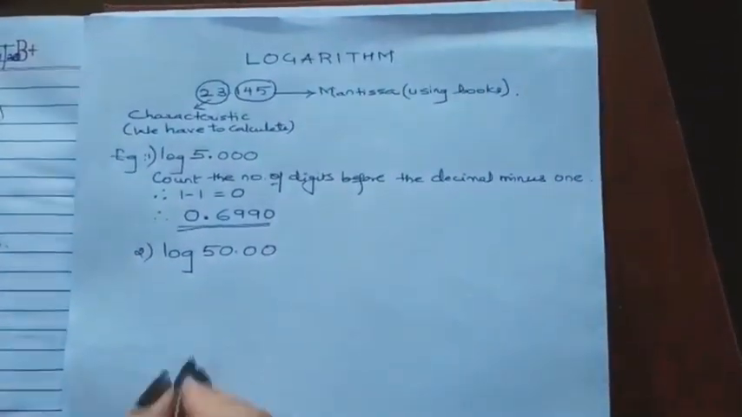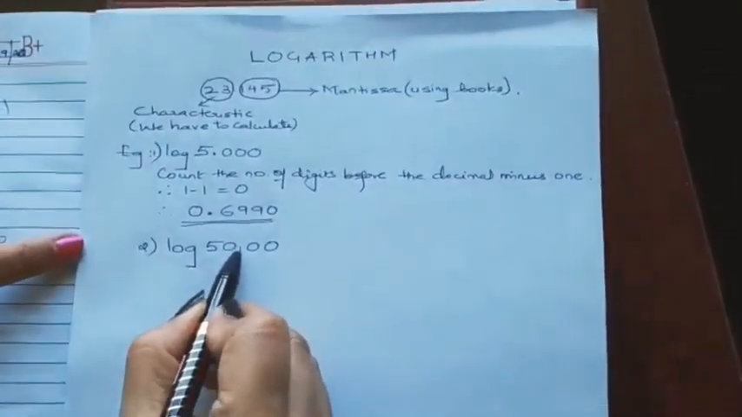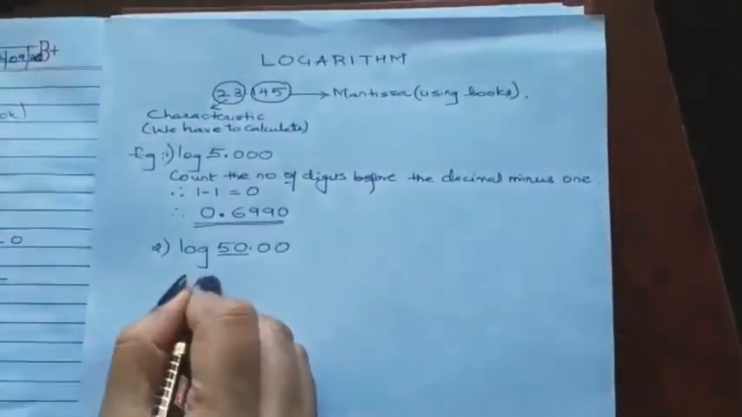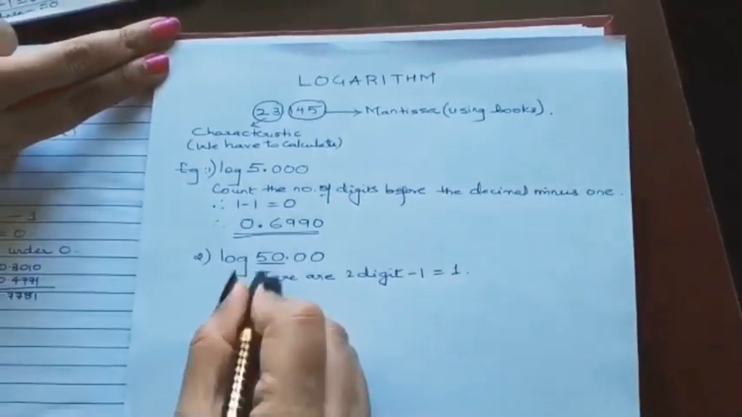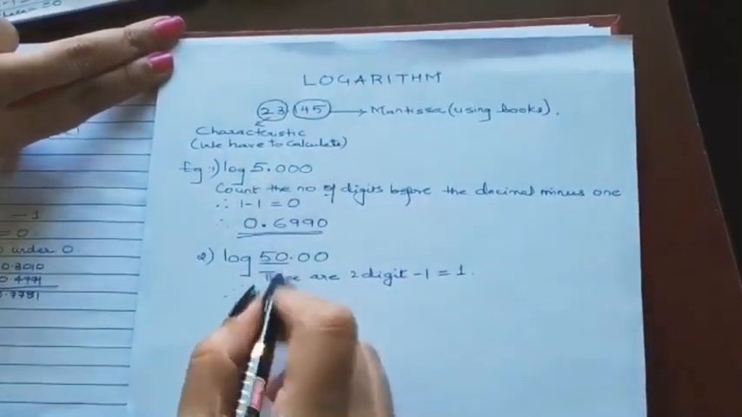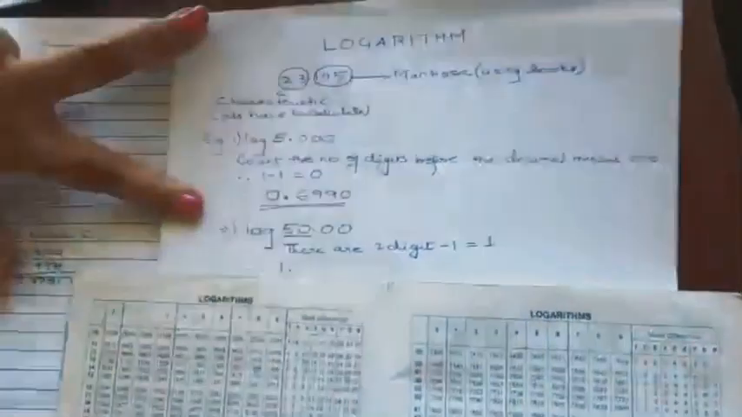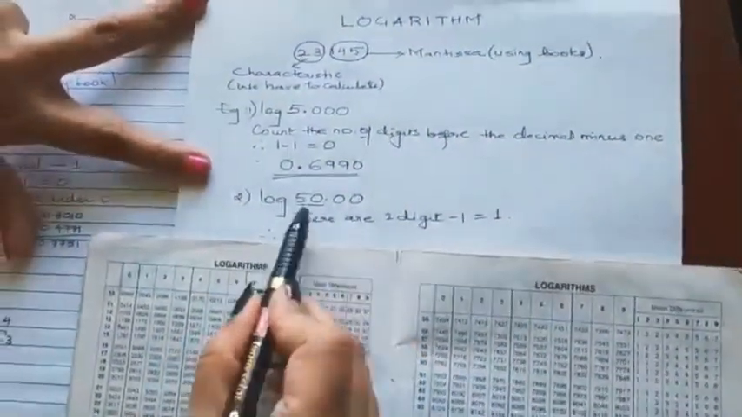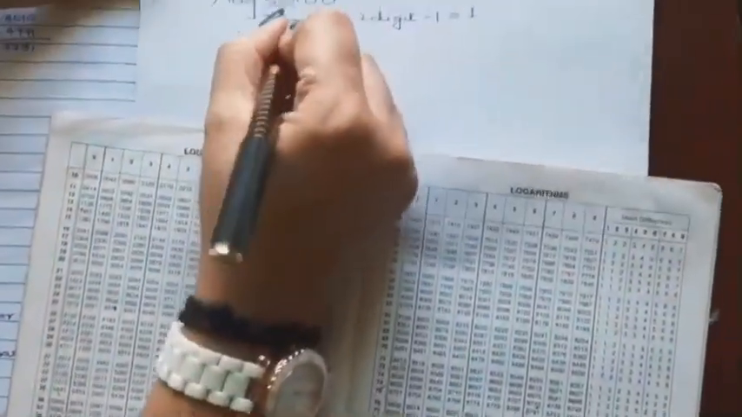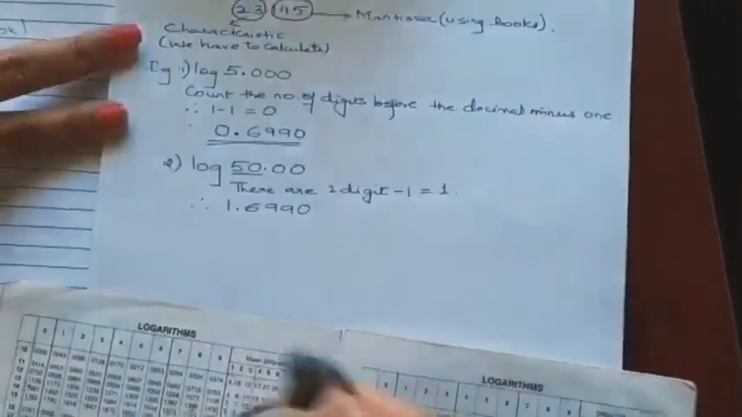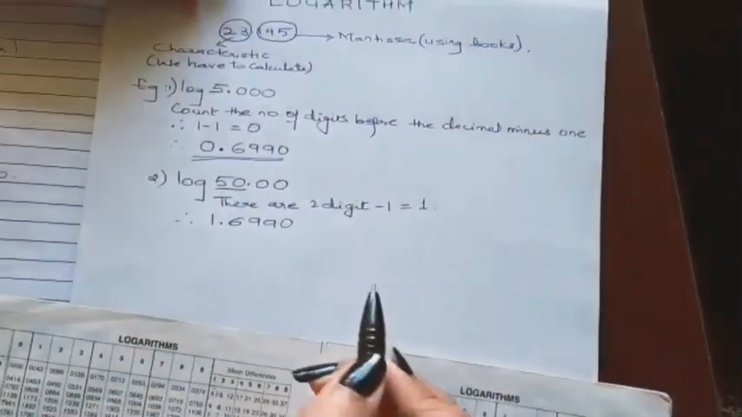Now 50.00. Again we need to count the number of digits before the decimal. There are 2 digits, 2 minus 1 is 1. Therefore the characteristic will be 1 point. For the mantissa, it will be the same because we have the same numbers: 50 under 0, again 6990. So we write 6990. As I am doing, you can also open your logbooks and check for yourself.